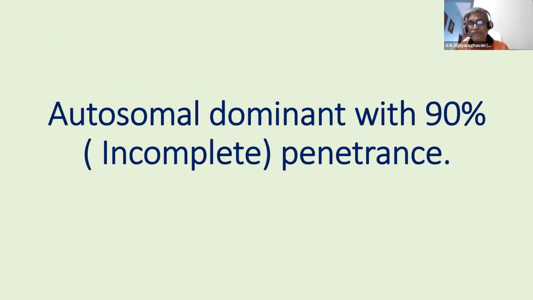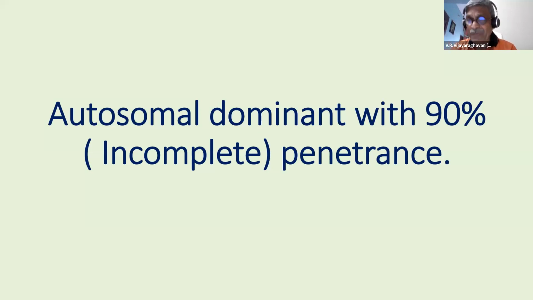Now, what is the type of inheritance? It is autosomal dominant. But never forget: everyone knows autosomal dominant means a 50% chance for the child to get the problem. That is what everyone knows. Autosomal dominant inheritance means that if a father or mother is affected, that person can transfer the disease, and the chance of developing the problem is 50%.